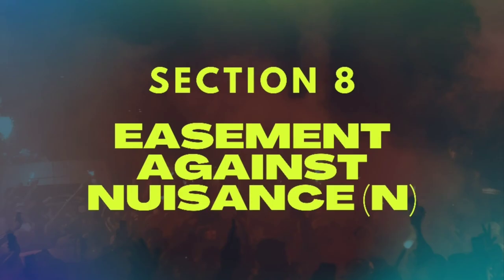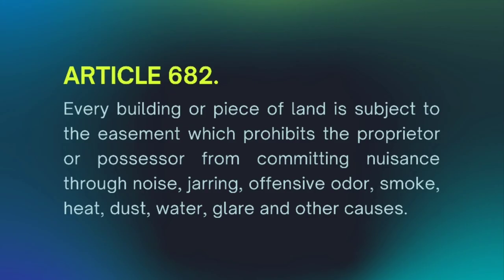Section 8. Easement against nuisance. Article 682. Every building or piece of land is subject to the easement, which prohibits the proprietor or possessor from committing nuisance through noise, jarring, offensive odor, smoke, heat, dust, water, glare and other causes.